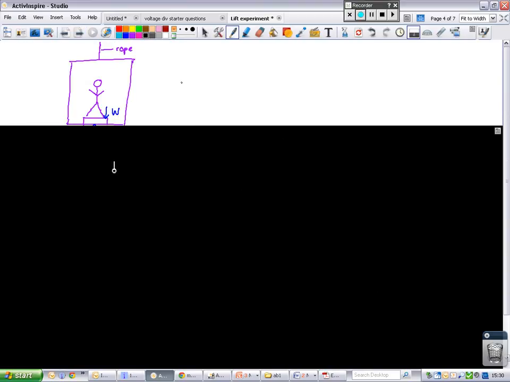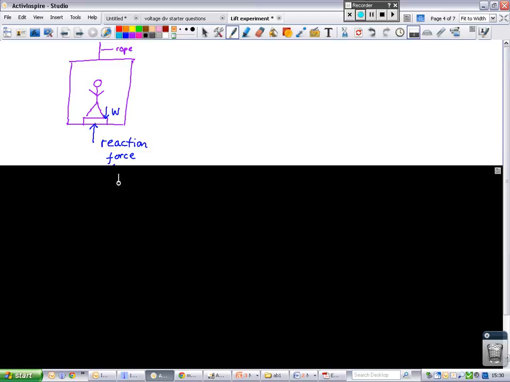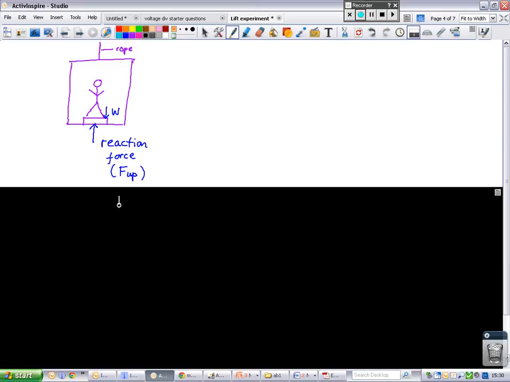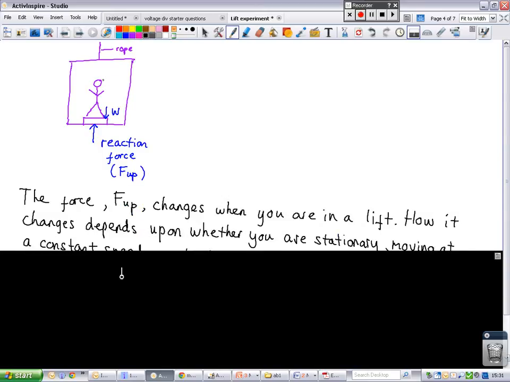So in a lift, when you're on this set of scales, you've always got weight acting downwards. Your weight is shown on those scales. They were Newton scales, but for every action force, as Newton's third law says, there's an equal and opposite reaction force. So there's a reaction force which we called F up. So that must be equal to W, otherwise it would either fall through the lift floor or it would begin to rise, which it doesn't do. It stays on the floor.